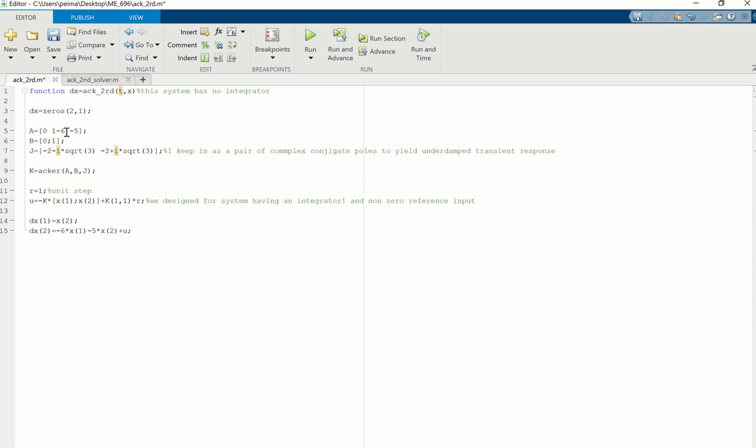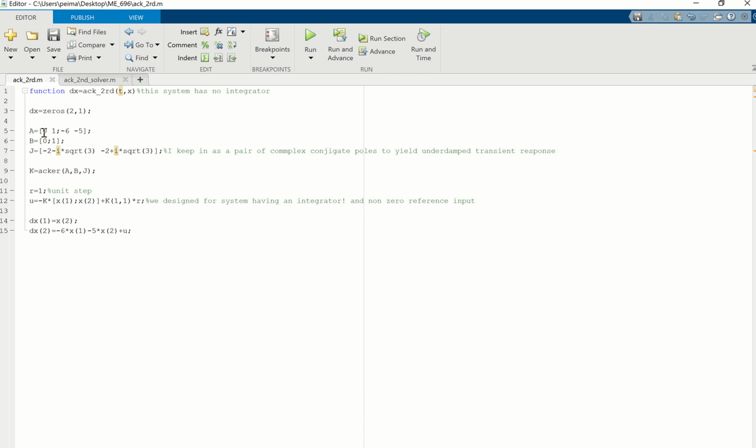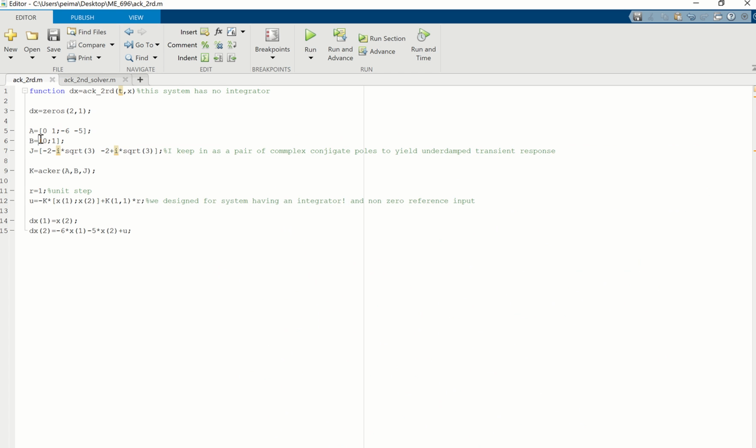So your system, your A is this. Look at here, guys: 0, 1, minus 6, minus 5. By removing the integrator, you have 0, 1, minus 5, and B is 0 and 1. That's right. Here we go. So now we have a second order system by removing the integrator from the system.